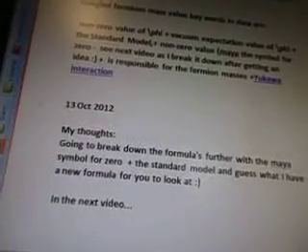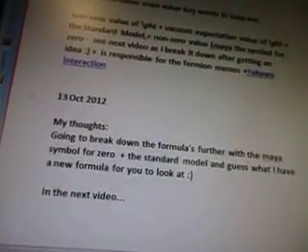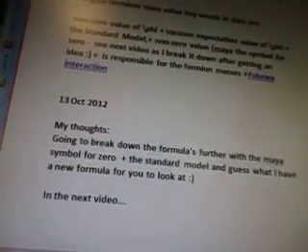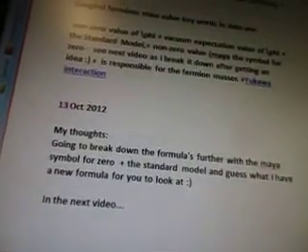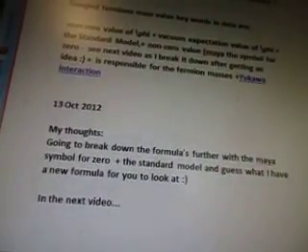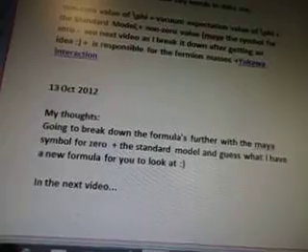October 13th, my thoughts. Going to break down the formulas further with the Maya, the symbol for zero, the standard model, and guess what, I have a new formula for you to look at in the next video.